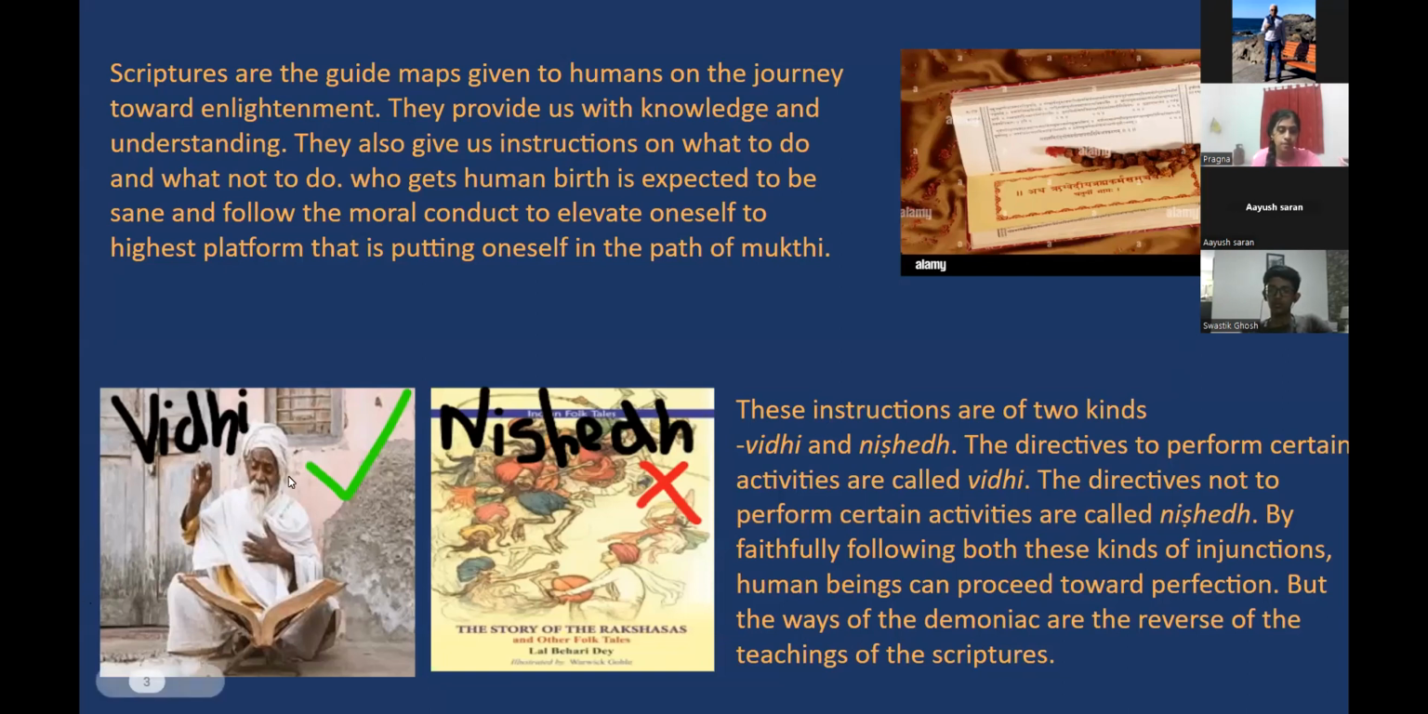So, in this picture here, we can see a sadhu who is possibly studying the scriptures. So that would be vidhi. And the rakshasas here who are causing trouble to the common people and clearly going against what's given in the scriptures is known as nishedha.